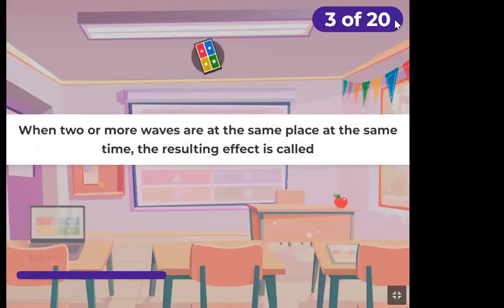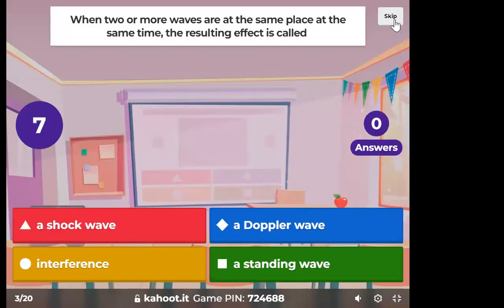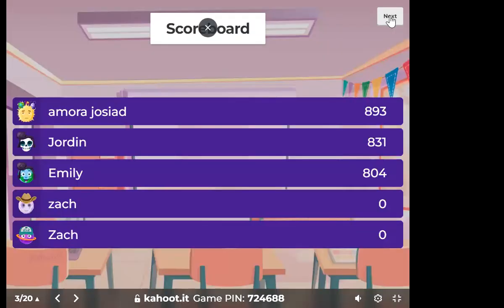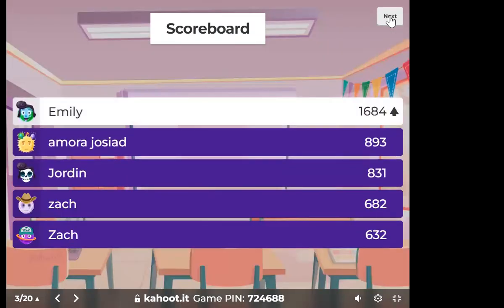When two or more waves are in the same place at the same time, the resulting effect is called interference. You guys see a couple of posters over there with constructive and destructive interference patterns. You could add their amplitudes, kind of thing. Emily, top spot.